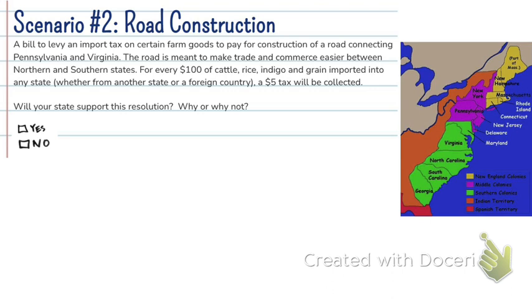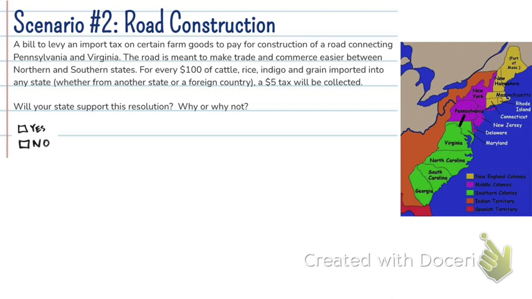Scenario 2. Where is Virginia? State of Virginia. All right, where is Pennsylvania? Awesome. Virginia and Pennsylvania want to build a road. That road is going to connect the two states, but they need the money to help pay for it. Their argument is the road is going to make it easier for trade among all the states. So they're asking that for every $100 that you make in profit for whatever you sell, 5 of that has to be given to them to help pay for the road. So essentially a 5% tax on your profit as a state.